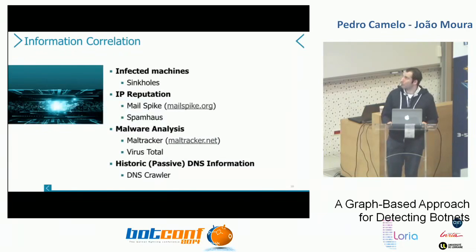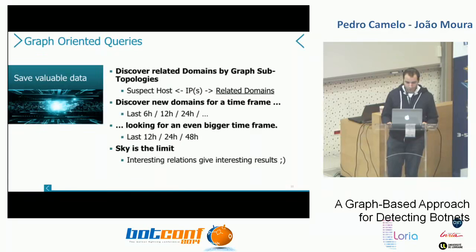For the information correlation part, we used information from our sinkholes, IP reputation services, malware analysis, and historic DNS information. I developed a system called DNS crawler that will give some info about domains that were in FastFlux. On the graph-oriented part, we use a time frame, like 6, 12, or 24 hours.